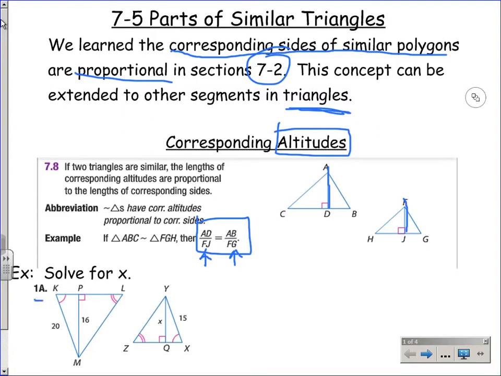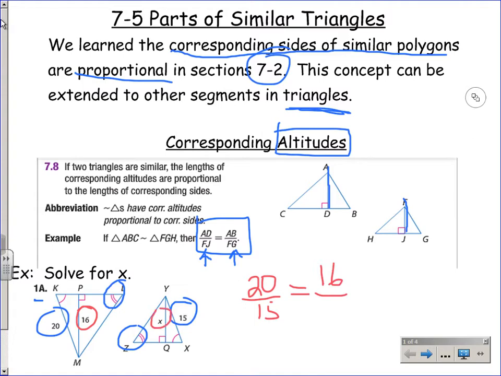In example 1A, we can see we have two similar triangles because we have angle Z is congruent to angle L, and angle X is congruent to angle K. So we know we have similar triangles. So setting up the sides, I can see that the side that has the 20 is proportional to the side that has the 15. And that's just based on the relationship between the two similar triangles. So my proportion is going to be 20 is to 15, and now I can use the altitude as well, as 16 is to X.